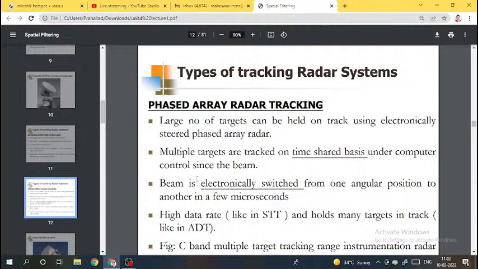The beam is electronically switched from one angular position to another in a few microseconds, and it has two advantages: it has a high data rate, the same as the first one, single target detection, and it can hold many targets in track like the previous one, automatic detection and tracking. This also of course works in C-band.